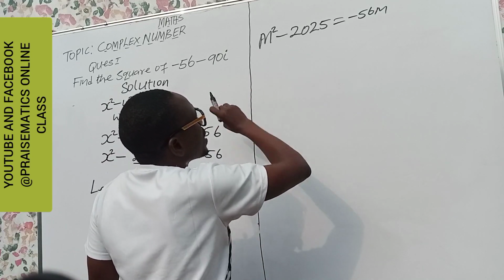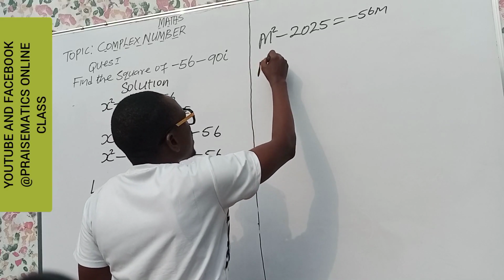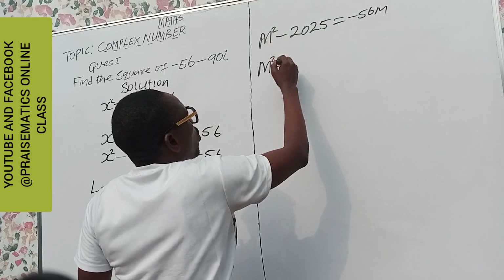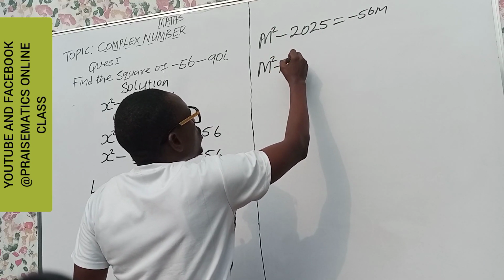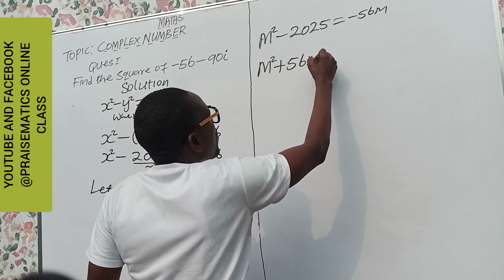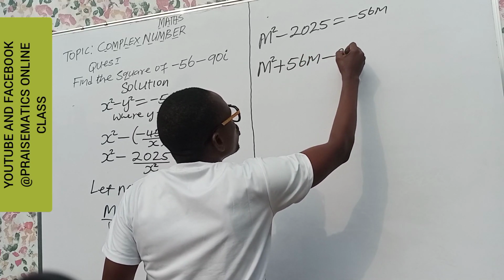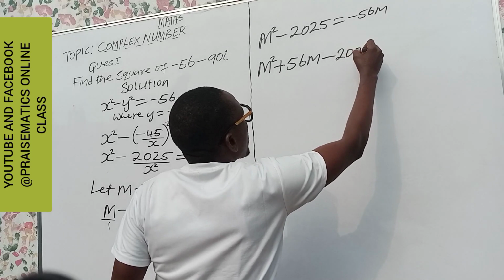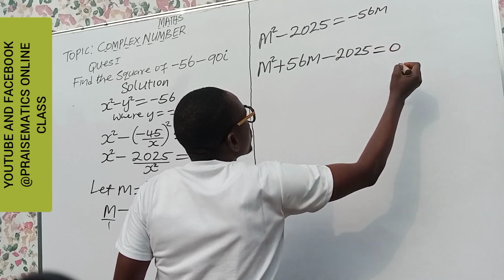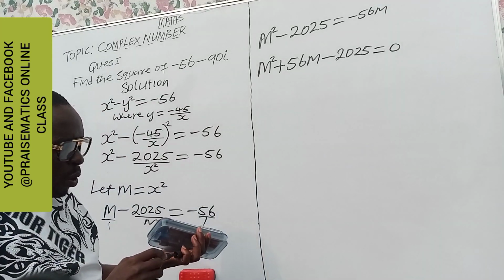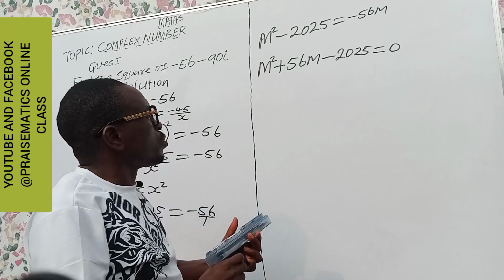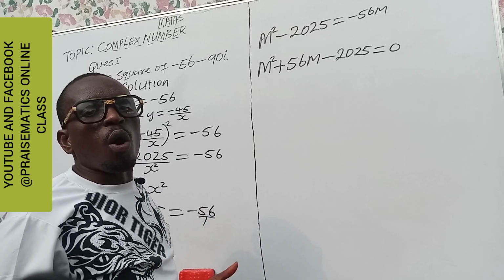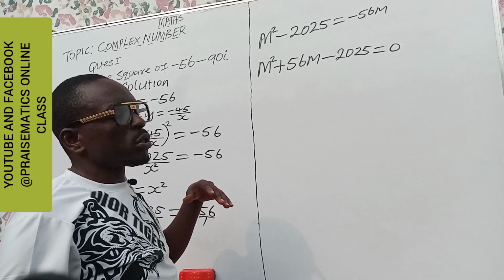So what do we do again? We collect like terms. So we have that m squared minus, this one will cross the sign of equality to become plus 56m minus 2025 equal to 0. This has landed us at a quadratic equation, and we are going to factorize it. Either you use the quadratic formula, or the completing the square method, or what?